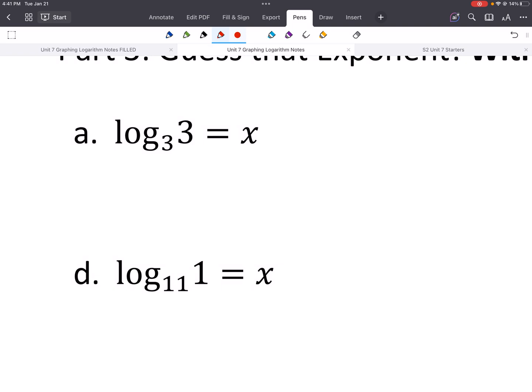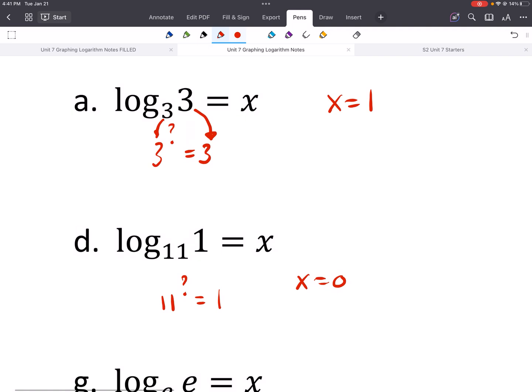Again, what are logs? They're asking you to find the exponent. So 3 to what power would give us 3? Okay, so that comes from here. That's our argument, our answer. We need to find its exponent. So here x would have to be 1, because 3 to the 1 is 3. 11 to what power gives us 1? Well, x would have to be 0, because 11 to the 0 power is 1.